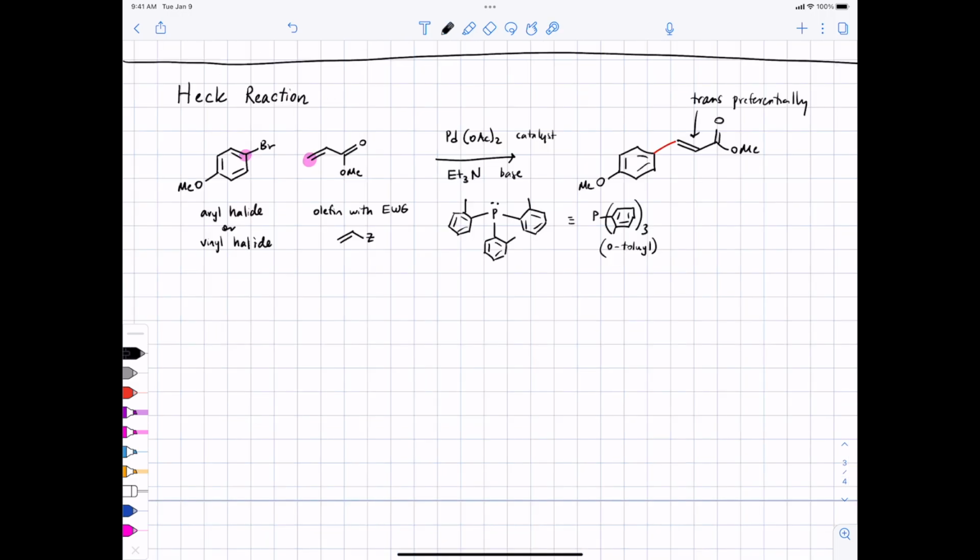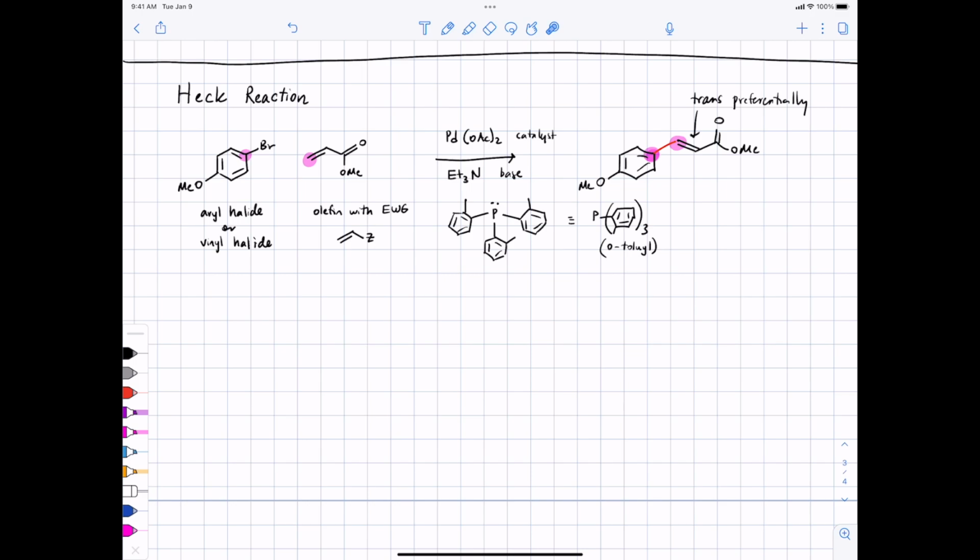All right, back to the home stretch. We're almost there. A couple more reactions. So the Heck reaction is also a coupling reaction, and it also involves palladium. The substrates are different. One of them is anyway. You can use either a vinyl halide or an aryl halide. And then your other partner is an olefin, so you don't need a boronic ester for the Heck reaction.